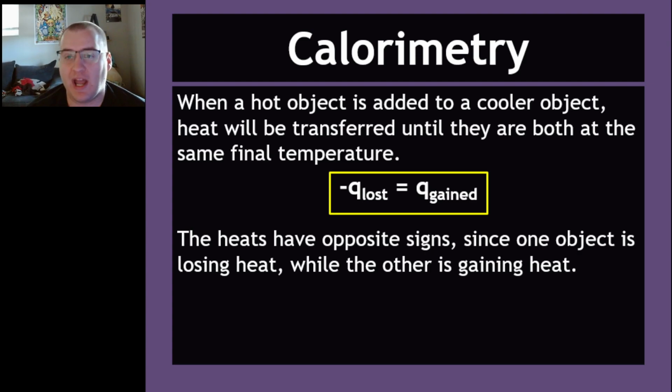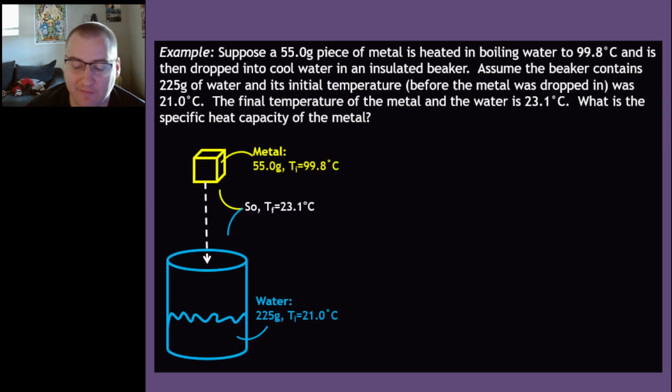All right. When a hot object is added to a cooler object, heat will be transferred until they're both the same final temperature. That means the negative Q lost by one thing equals the Q gained. If you add a colder thing to a hotter thing or vice versa, the amount of heat that one loses must be equal to the amount of heat one gains. The heats have opposite signs since one object's losing heat while the other object's gaining heat. We use that for a problem like this. This is a crazy looking word problem. Don't worry, it's really not that bad once we break it down.